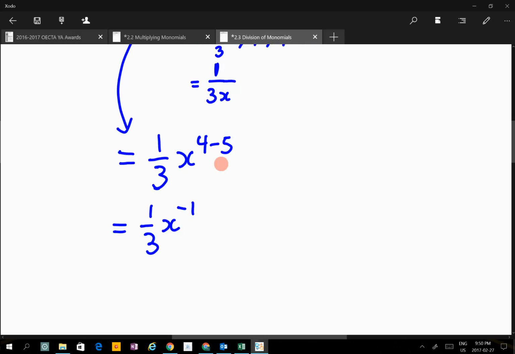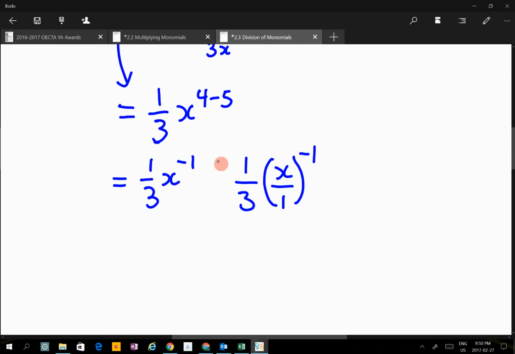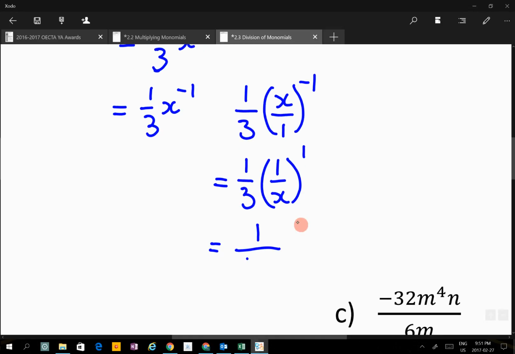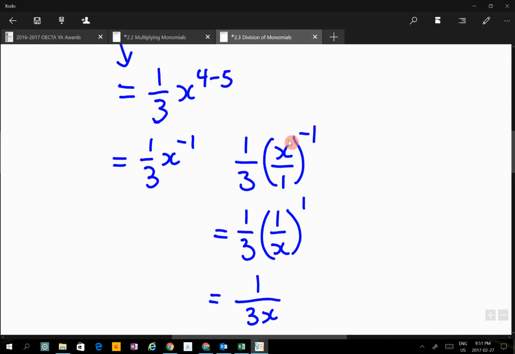And remember, I don't want negative exponents, so what you have to do is take the reciprocal of the base. What that means is you just rewrite the x as a fraction, x over 1 to the power of negative 1, and then just flip the base. Don't touch the fraction 1 over 3, just flip the x, the base in the bracket. So 1 over 3 times 1 over x to the power of positive 1, and I don't need the positive 1 anymore. So on top I'm just doing 1 times 1, which is just 1, and on the bottom I have 3 times x, which is just 3x. Same answer as what you had up here.